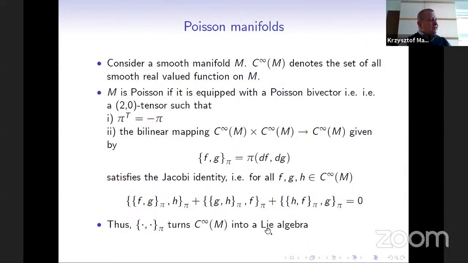So this is a general setting. We work on Poisson manifolds, and Poisson manifolds simply model physical systems. Many systems of classical mathematical physics are constructed as Hamiltonian systems on cotangent bundles to some manifolds.